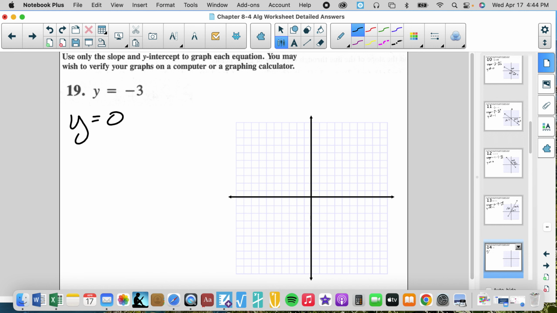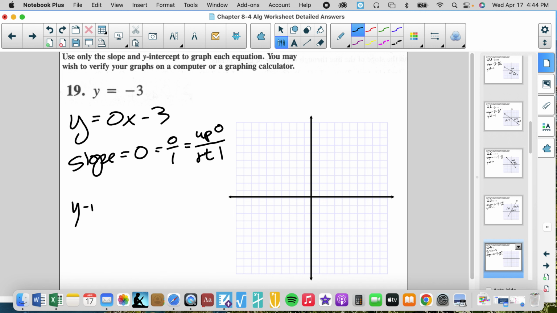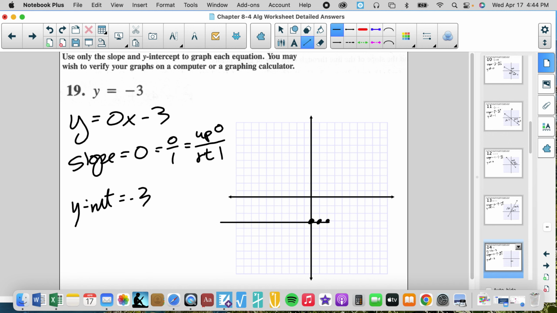Y equals 0x minus 3. So now we're seeing that one. It has a slope of 0, which is 0 over 1. That means we go up 0, right 1, with a y-intercept of negative 3. So we go to negative 3 on the y-axis, then up 0, right 1, up 0, right 1. And it makes a horizontal line.